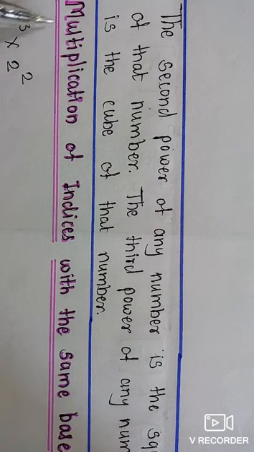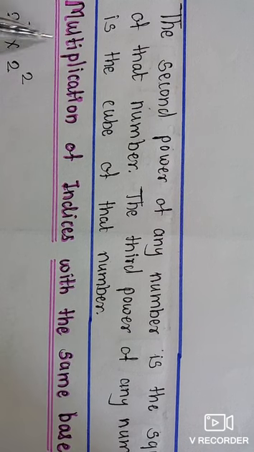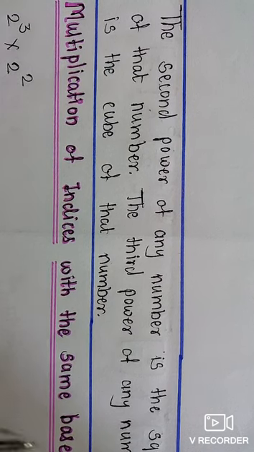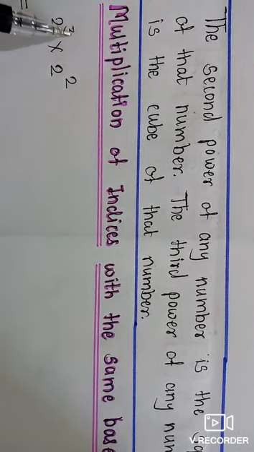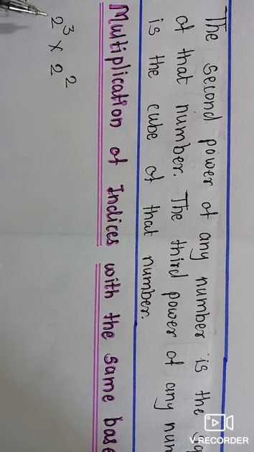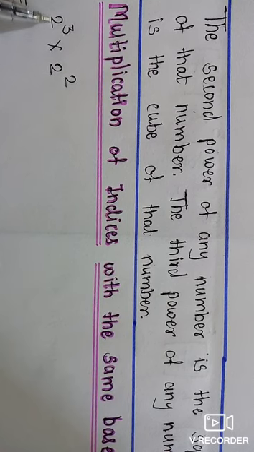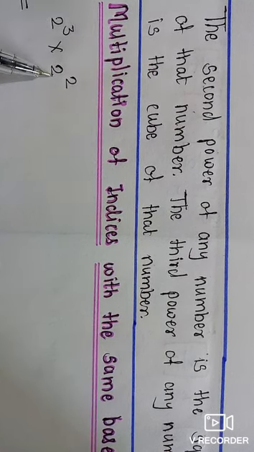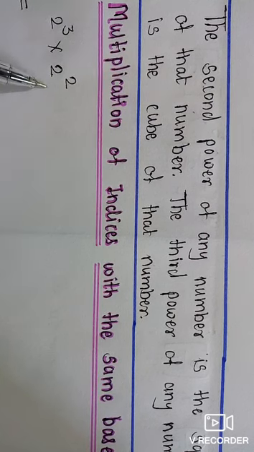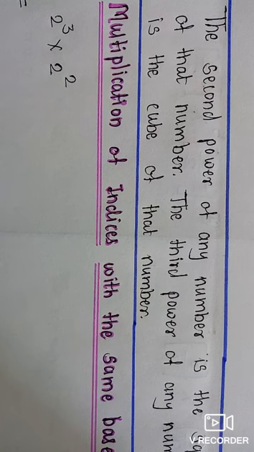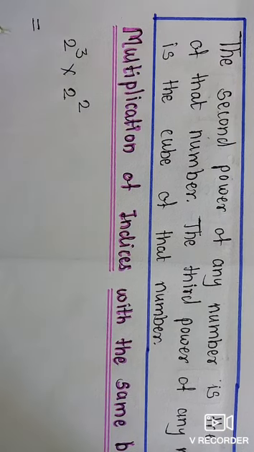Now here we are going to learn the first rule: multiplication of indices with the same base. Suppose see this example here: 2 raised to 3, 2 raised to 2. Here the base is the same. What is the base? Both were 2, here also 2. If the base is the same and multiplication of indices is there, what rule is there? That I will tell you. So first we will form the rule.